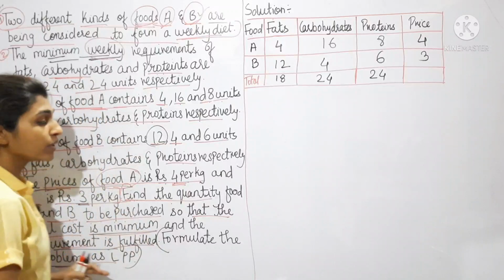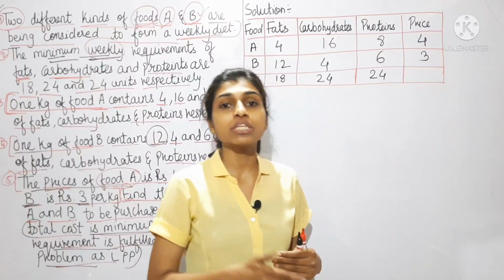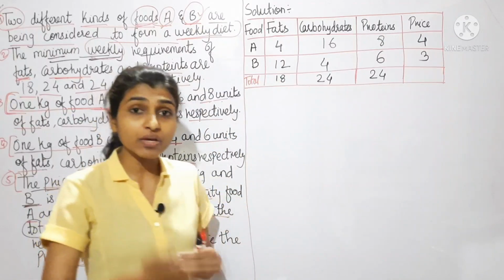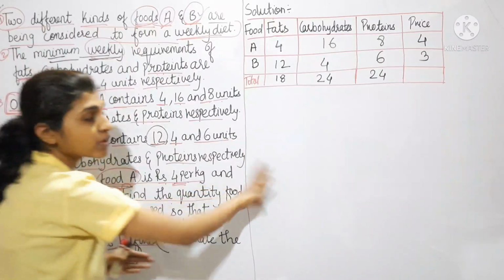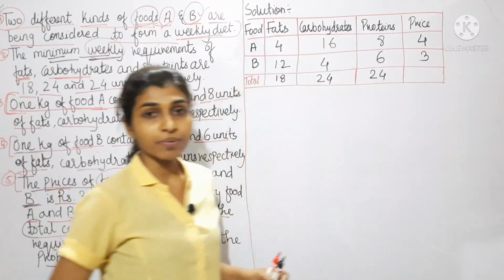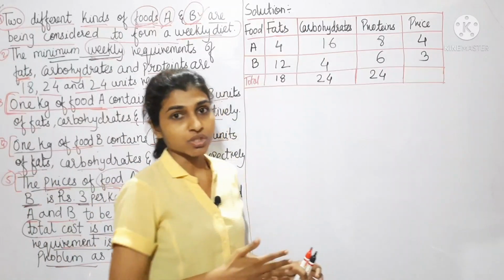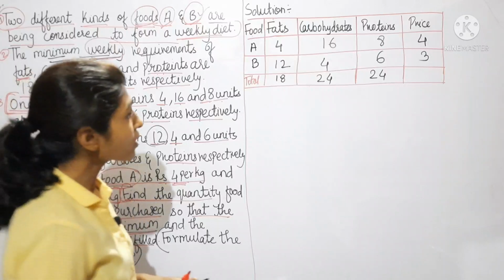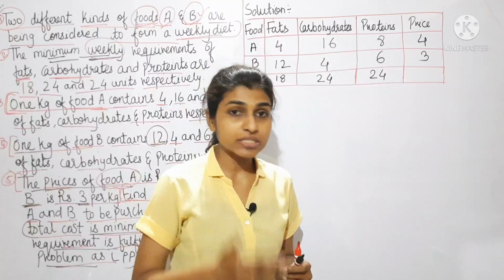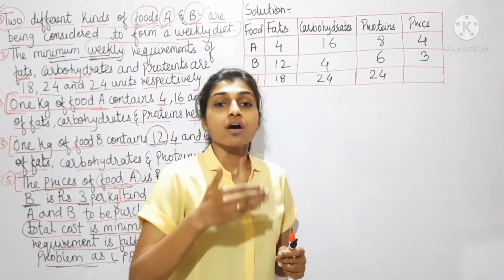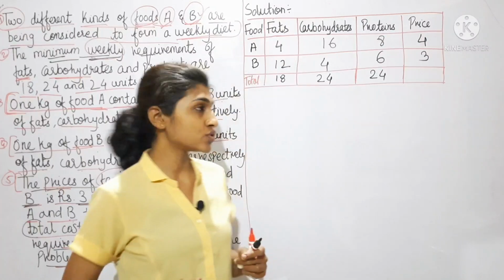So we are going to formulate, and in the formulation method we formulate the problem into equations. We are going to formulate this whole problem into equations. With the help of this table we can easily formulate the equations. The first step to formulate is to identify the decision variables. Second is the objective function. Third is the constraints and fourth is the non-negativity constraint.